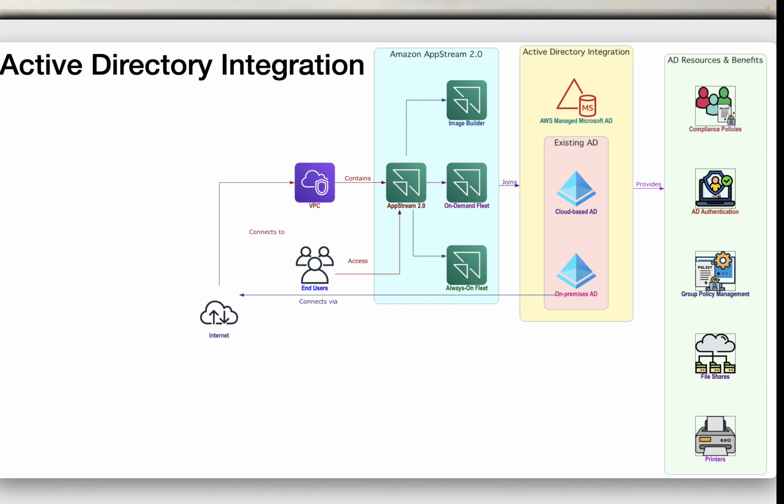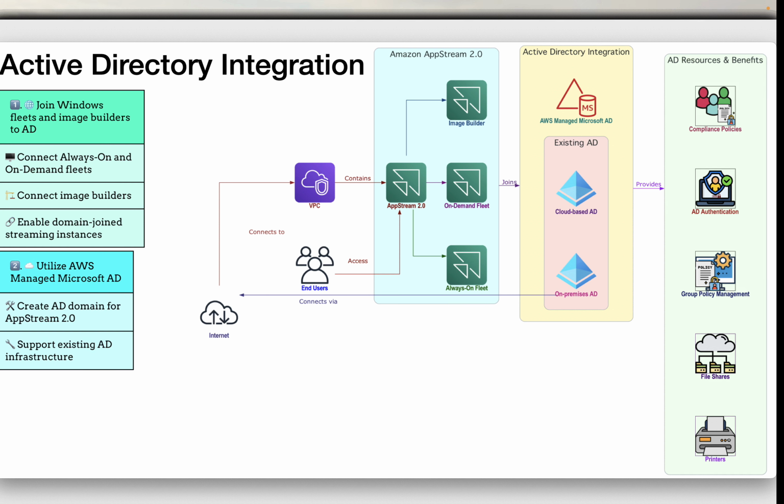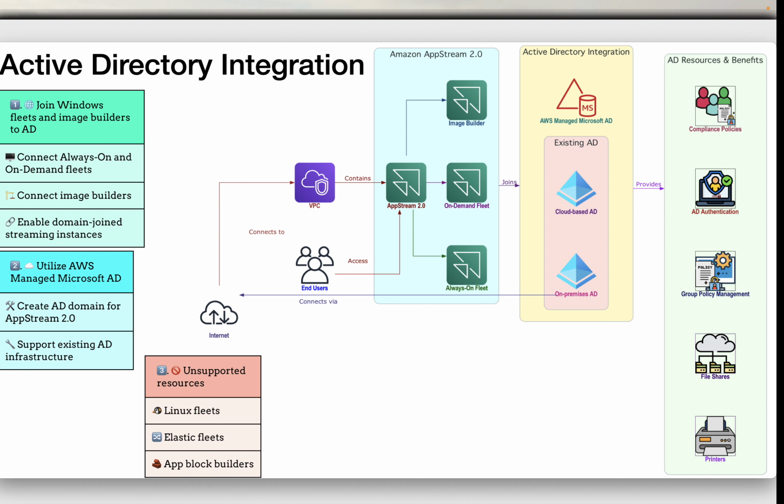Next is Active Directory integration with AppStream. You can connect always on and on demand Windows fleets and image builders to Microsoft Active Directory domains for domain joined streaming instances. AWS Directory Service for Microsoft Active Directory, or AWS Managed Microsoft AD, can create and support an Active Directory domain for your AppStream resources. Note that the Linux fleets, Elastic fleets, and app block builders currently do not support domain join.